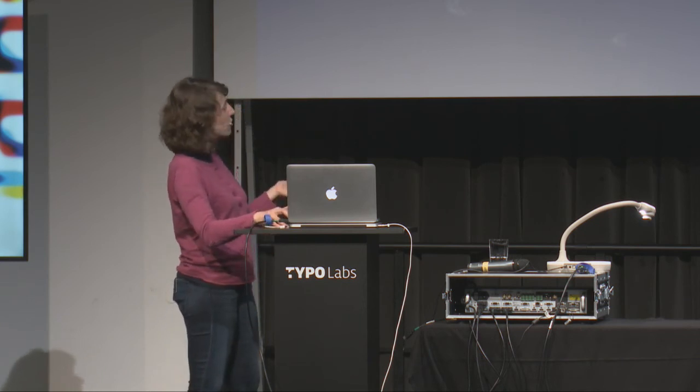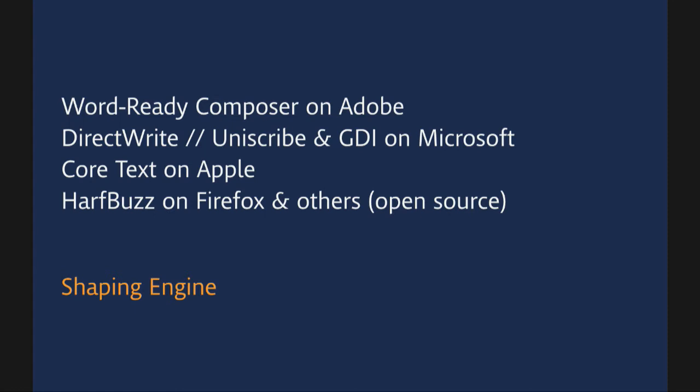And I would like to talk a little bit about shaping engines, just briefly to sum up what's going on. There are many of them, and they don't all seem to work exactly the same way. The World-Ready Composer is the engine you can access within InDesign. It's very important. Otherwise, your Arabic text, your Devanagari text, your Thai text is just going to be broken if you don't turn this feature on. Uniscribe was the engine of Microsoft, but slowly things have shifted towards DirectWrite. Apple uses Core Text by default, so you don't need to do anything. You will see your text rendered properly most of the time. And HarfBuzz is an open source engine that Firefox is using.